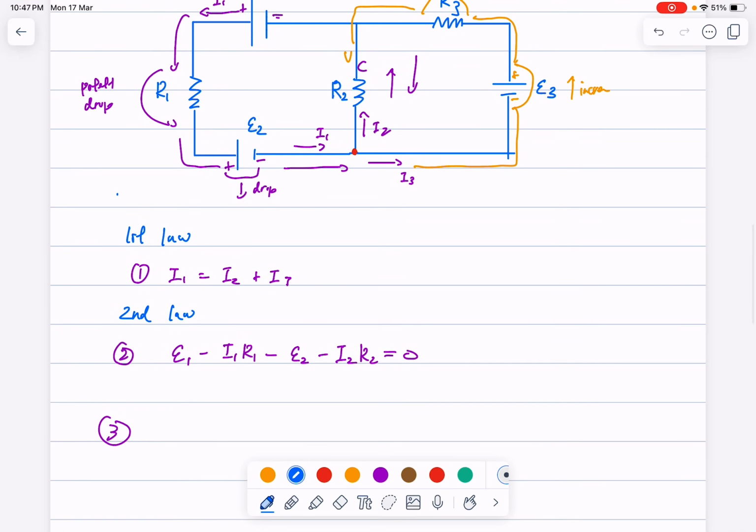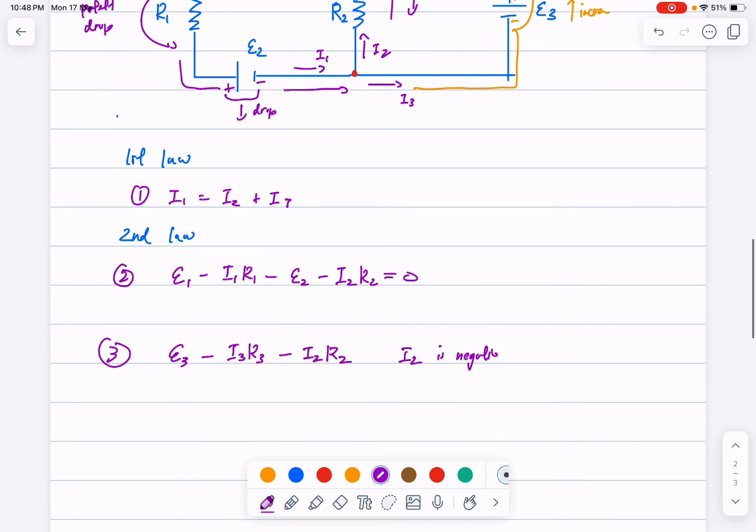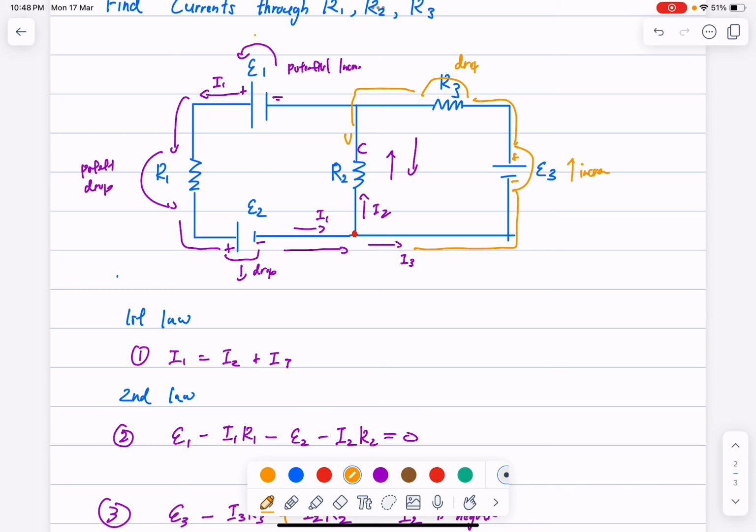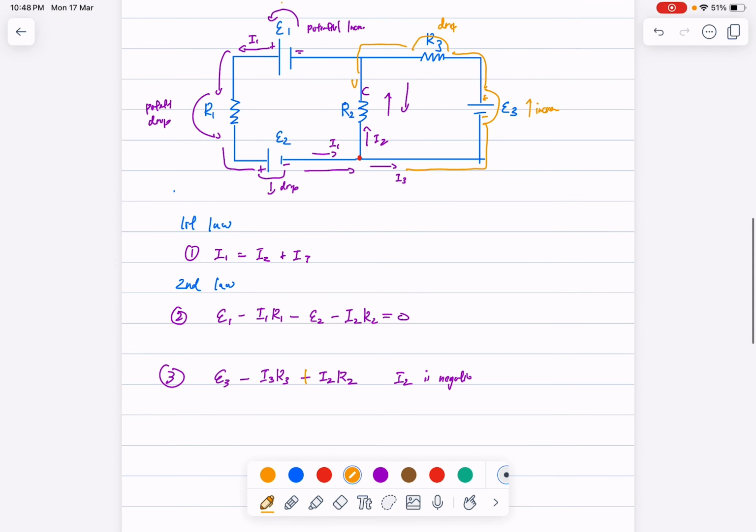So what we have here right now is epsilon 3 minus I3 R3. But resistors give potential drops, so it should be minus I2 R2. However, the direction we're going, I2 is negative. So this should be a positive sign because we're going in the opposite direction. Our current is going in the opposite direction. So I2 should be negative, so they should be positive.